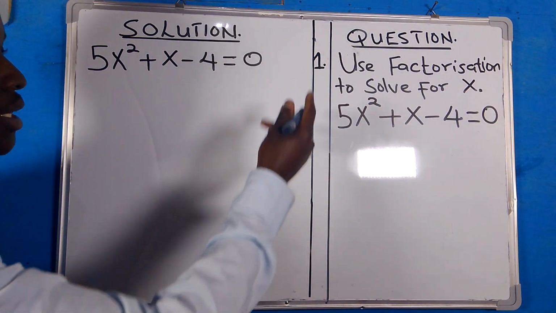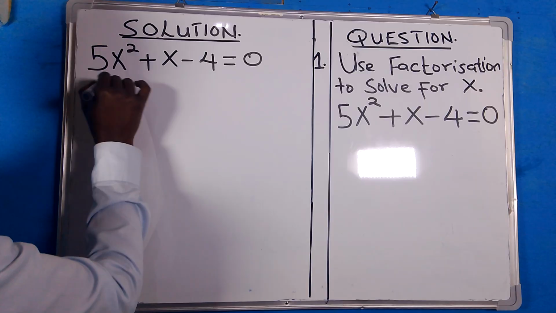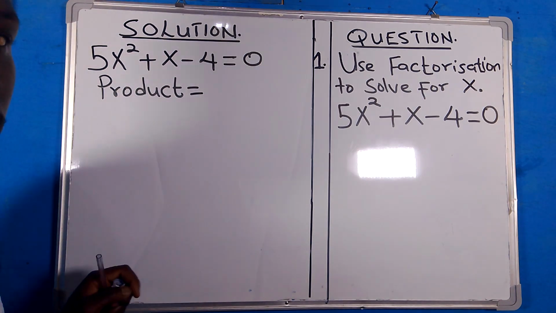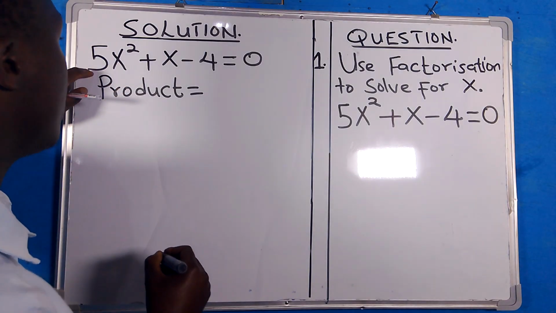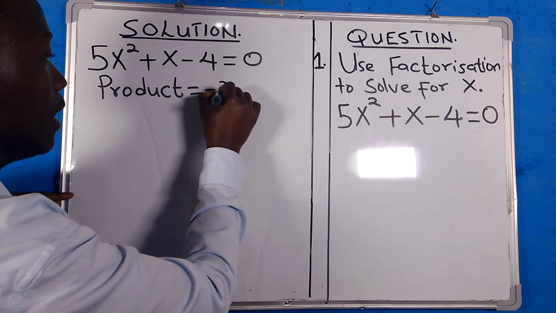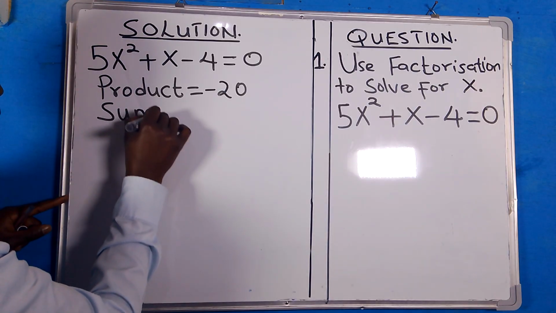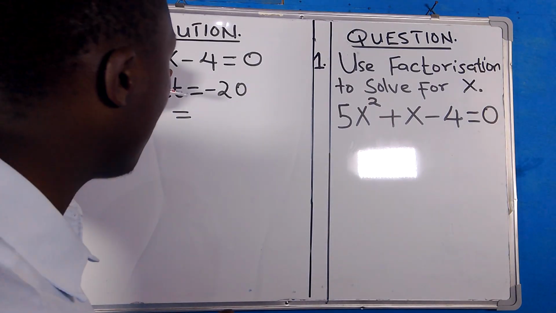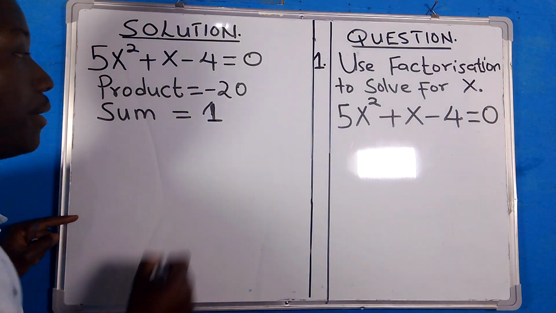So for us to use factorization to solve a quadratic equation, we need first to determine the value of the product. And the value of the product we say is A multiplied by C. So our A is 5 multiplied by our C constant, which is negative 4. That will give us negative 20. Then we have the sum, and the sum is equal to the coefficient of B, or the coefficient of x, which is 1.